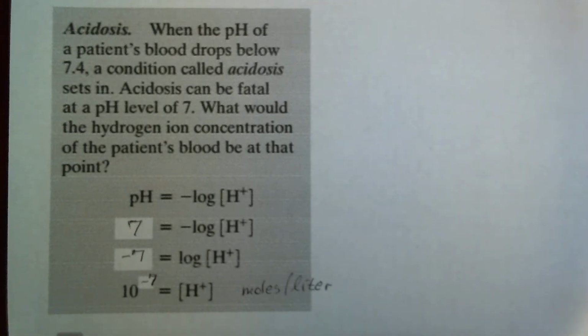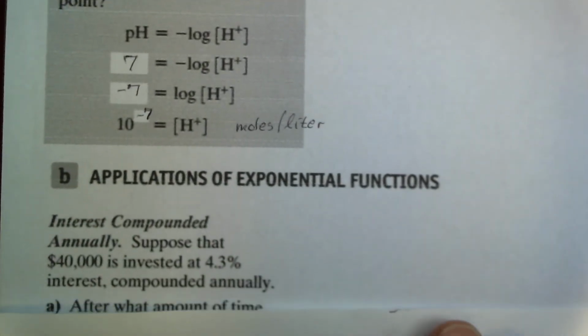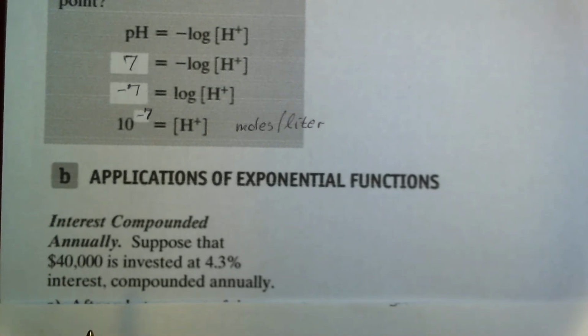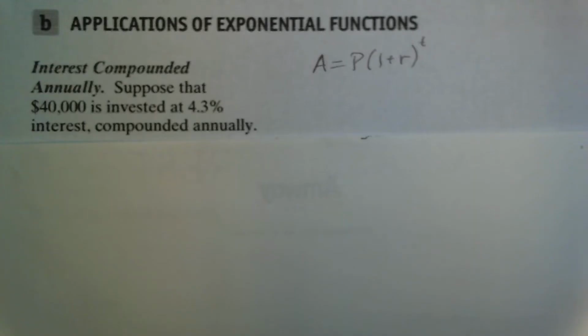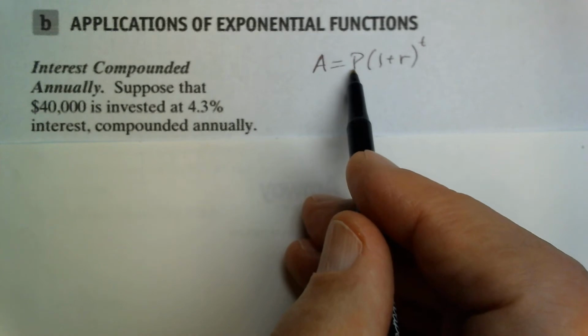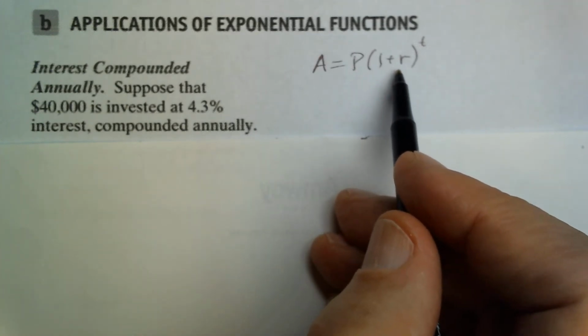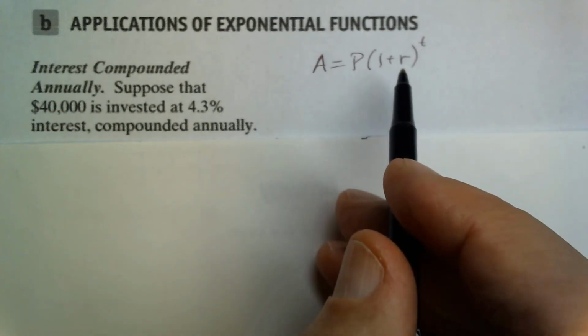Next, we're going to look at some applications of exponential functions. One of them is the compound interest formula. Suppose that $40,000 is invested at 4.3% interest, compounded annually. Here's the compound interest formula: the future value of an investment P, at an interest rate of R expressed in decimal format, to the T power.